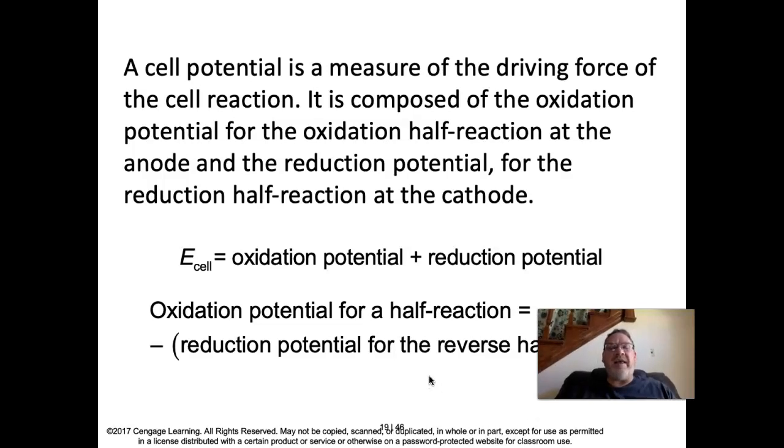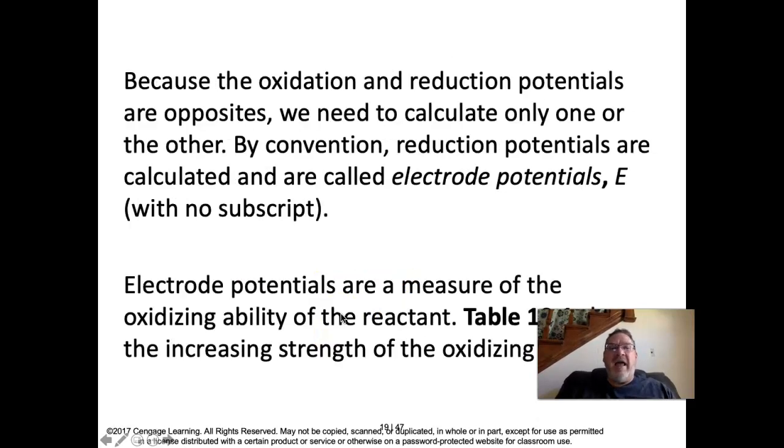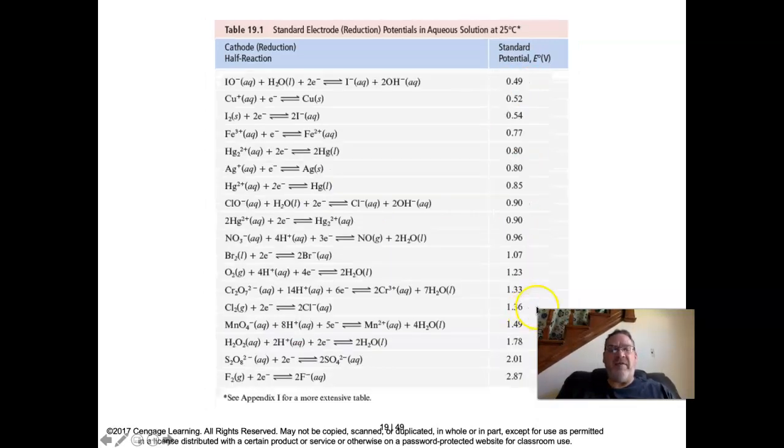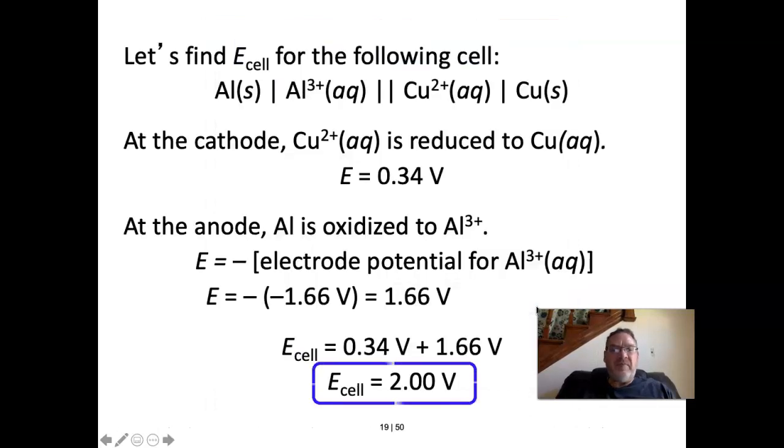Okay, we want to calculate this E cell. And this is the reaction, as we'll break it down, that we want to take. It's the oxidation potential plus the reduction potential. Except in chapter 19, or in table 19.1, you've got a complete list of reduction potentials. Well, here's the thing. If these are all reduction potentials, the reverse of them would be the oxidation potentials, and the sign would change for each one of them.